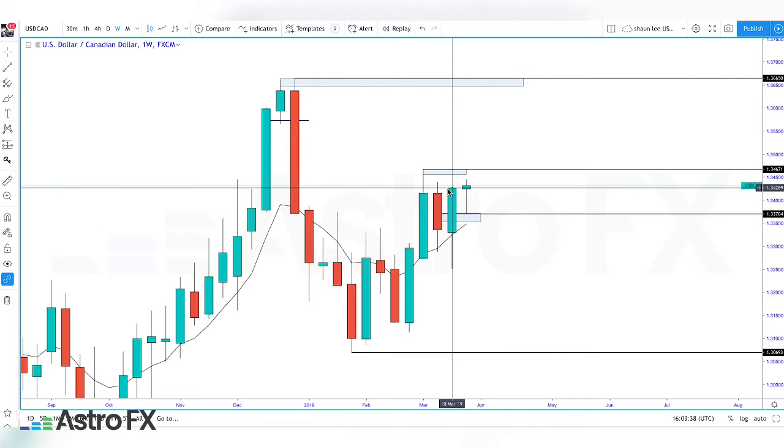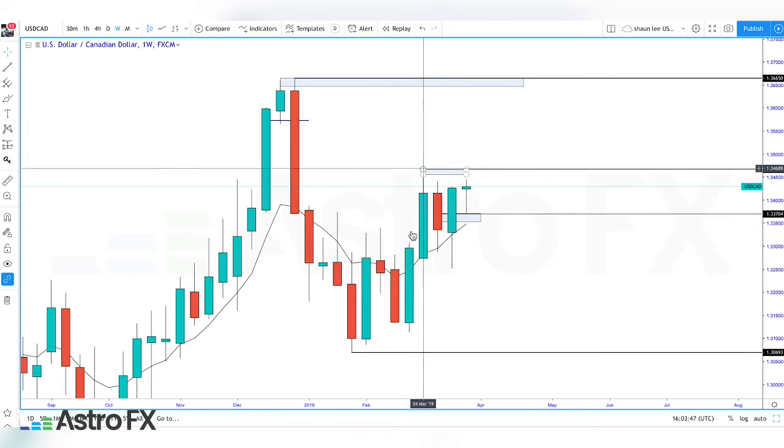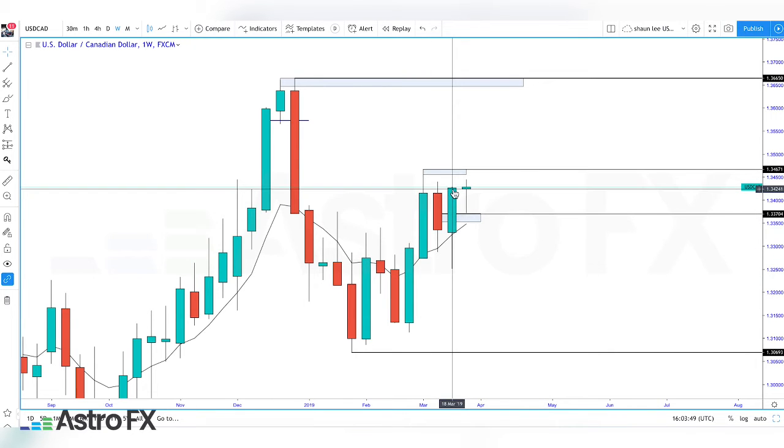But look at the weekly closure. Week closed high and heavy. We also have a bullish engulfing formation, engulfing the previous week, and now this week, what's significant here is that the market has pulled back above the MA.